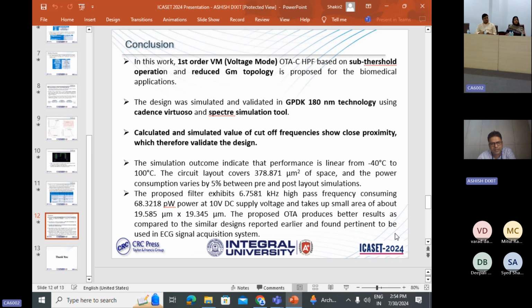The circuit layout covers 378.871 micrometer square of space, and the power consumption varies by 5% between the pre and post layout simulation. The proposed filter exhibits 6.7581 kilohertz high frequency, consuming only 68.3218 picowatt power at 10 volt DC supply.